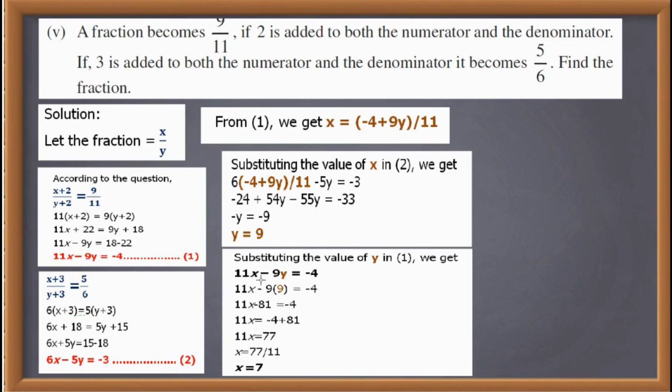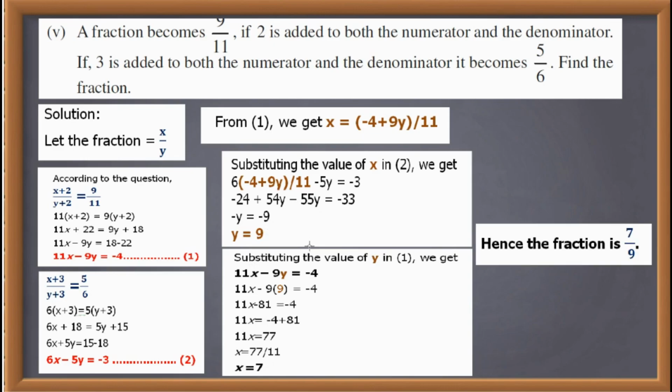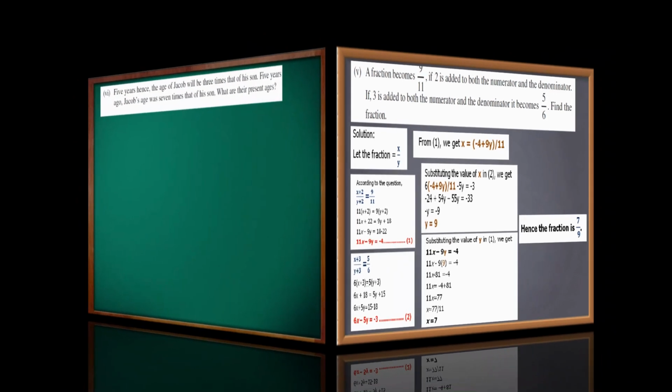First equation is 11x minus 9y is equal to minus 4. 11x minus 9y, y is 9. So 9 9s are 81. Then minus 81 goes to the other side, will become plus 81. Minus 4 plus 81 is 77. 11x is equal to 77. x is equal to 77 by 11, which is 7. So I got the value of x, numerator, as 7 and y, denominator, as 9. So therefore the fraction is 7 by 9.